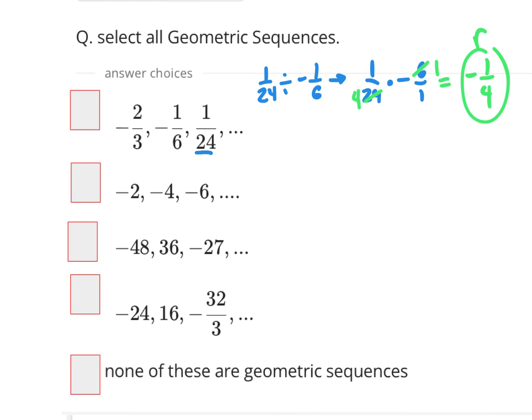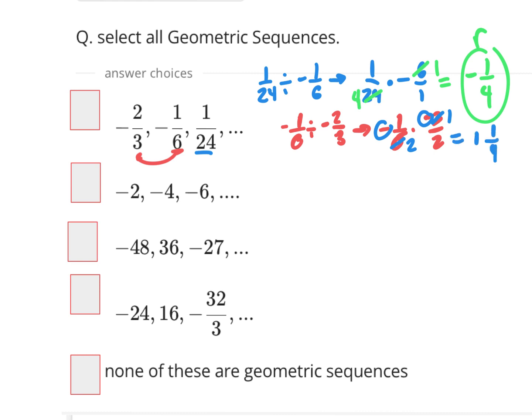But let's see if it really is common. If I go negative 1/6 divided by negative 2/3, that's really negative 1/6 times negative 3/2. Just flip the fraction, it's still negative. And then do the math. The 3 divided by 3 is 1, 6 divided by 3 is 2. And we have a negative times a negative, that would be a positive 1 over 4. Positive 1/4, and that is different, so it did not work. So this first one is not a geometric sequence.